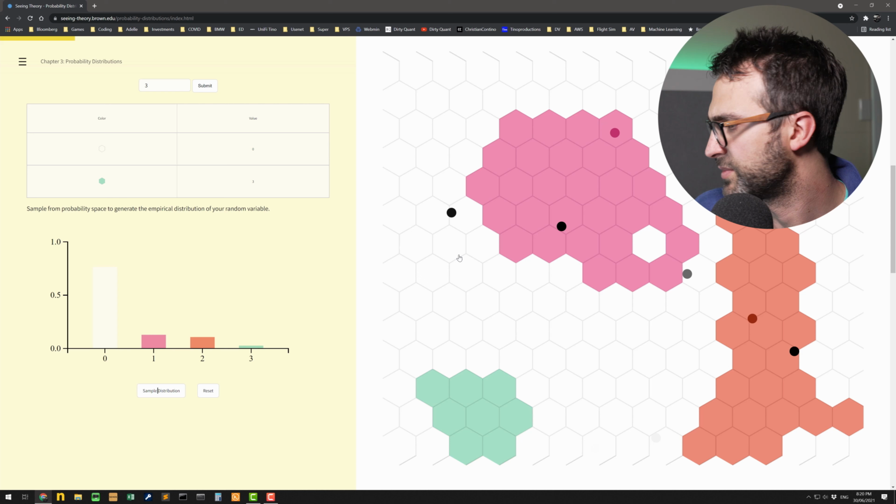Random variables. All right, so what do we do here? Formally, a random variable is a function that assigns a real number to each outcome in the probability space. Define your own discrete random number for the uniform probability space on the right, and sample to find the empirical distribution. Value, I'm not really sure. Click and drag to select sections of probability space, choose a real number, and then press two, submit.